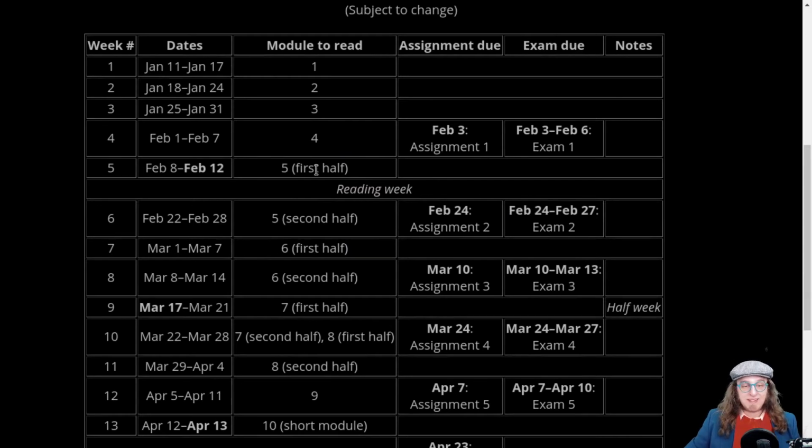So again, the exams are on everything since the previous exam, not including what's in the current week. So Module 4 and the first half of Module 5 are on Exam 2. Remember, the first half of Module 5 is up to Section 10, not including Section 11, but including Section 10.